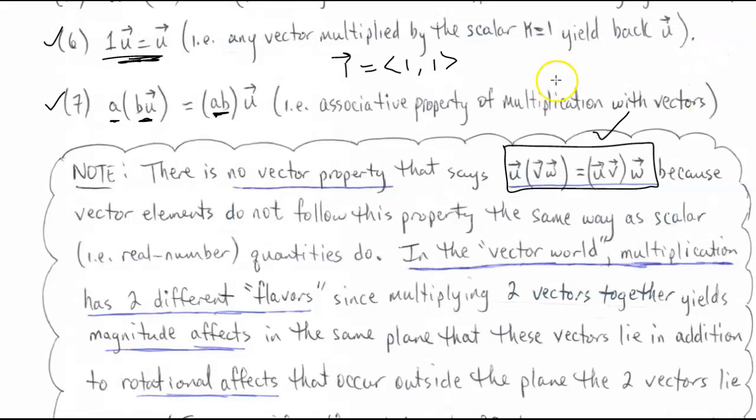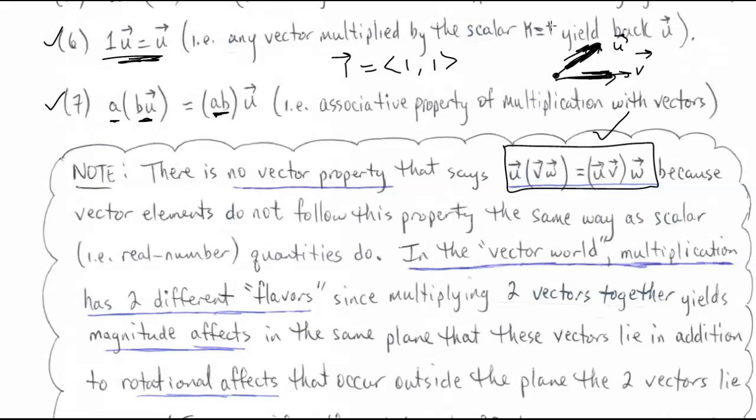So if I was to take, let's say, these 2 vectors here, let's call them u and v, and I was to, say, multiply them, the magnitude of this vector is going to affect this vector in a certain way, and vice versa. The magnitude of the vector v is going to affect the magnitude of vector u in a certain way. Okay, so there's a magnitude aspect to it that we need to account for. But the thing with vectors is that we also have a rotational aspect to it as well that we need to account for. And whenever we quote unquote multiply 2 vectors together, we actually have that magnitude effect and the rotational effect happening simultaneously. Okay.